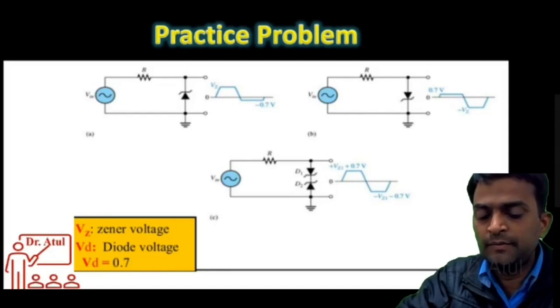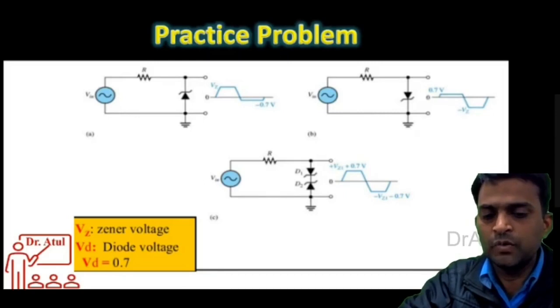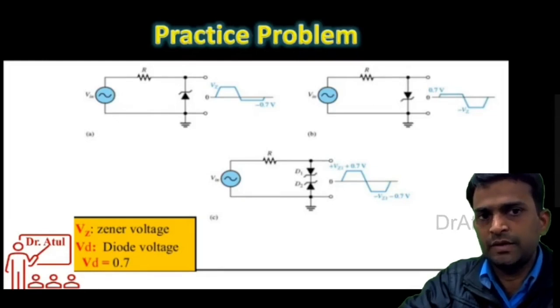the clipping will be in the forward bias. So you can understand here that the Zener diode regulates on both the positive side and the negative side. On the positive side it regulates at 0.7 volt, on the negative side it regulates at the Zener voltage.